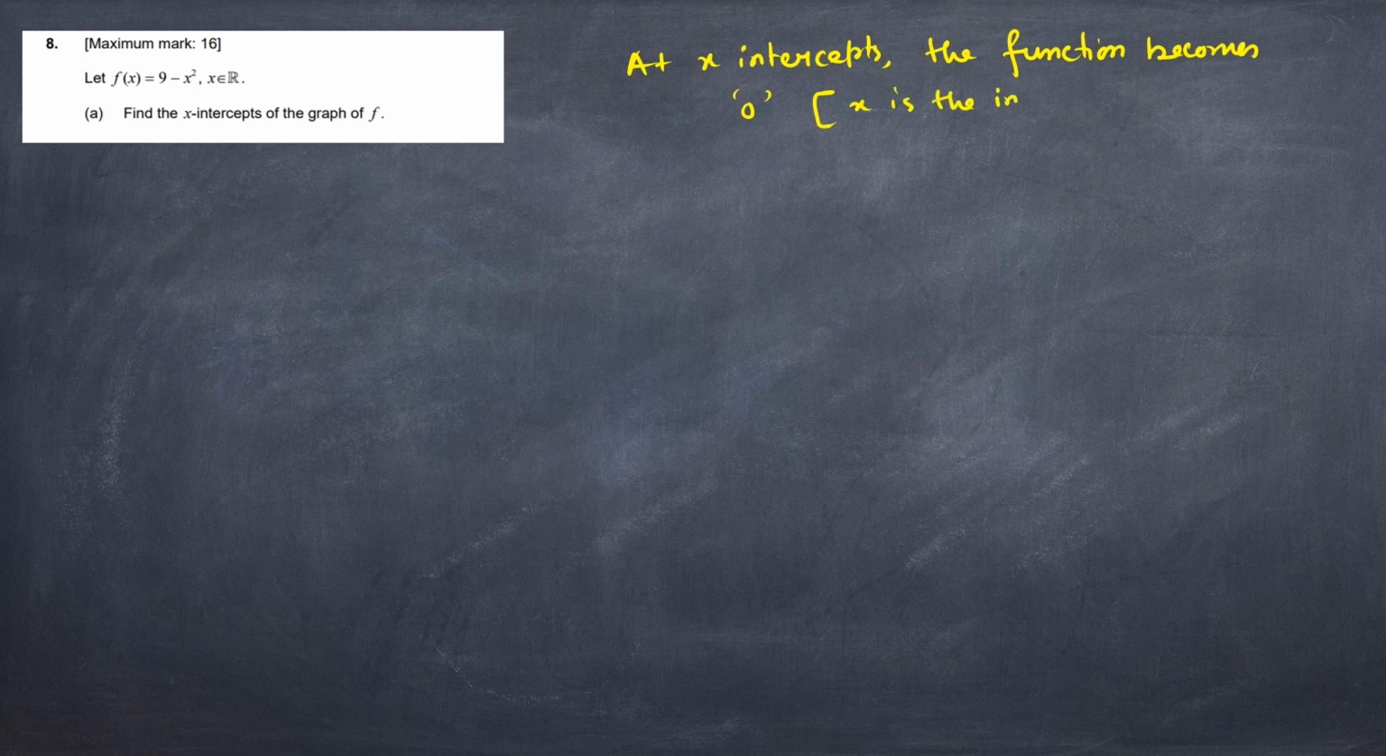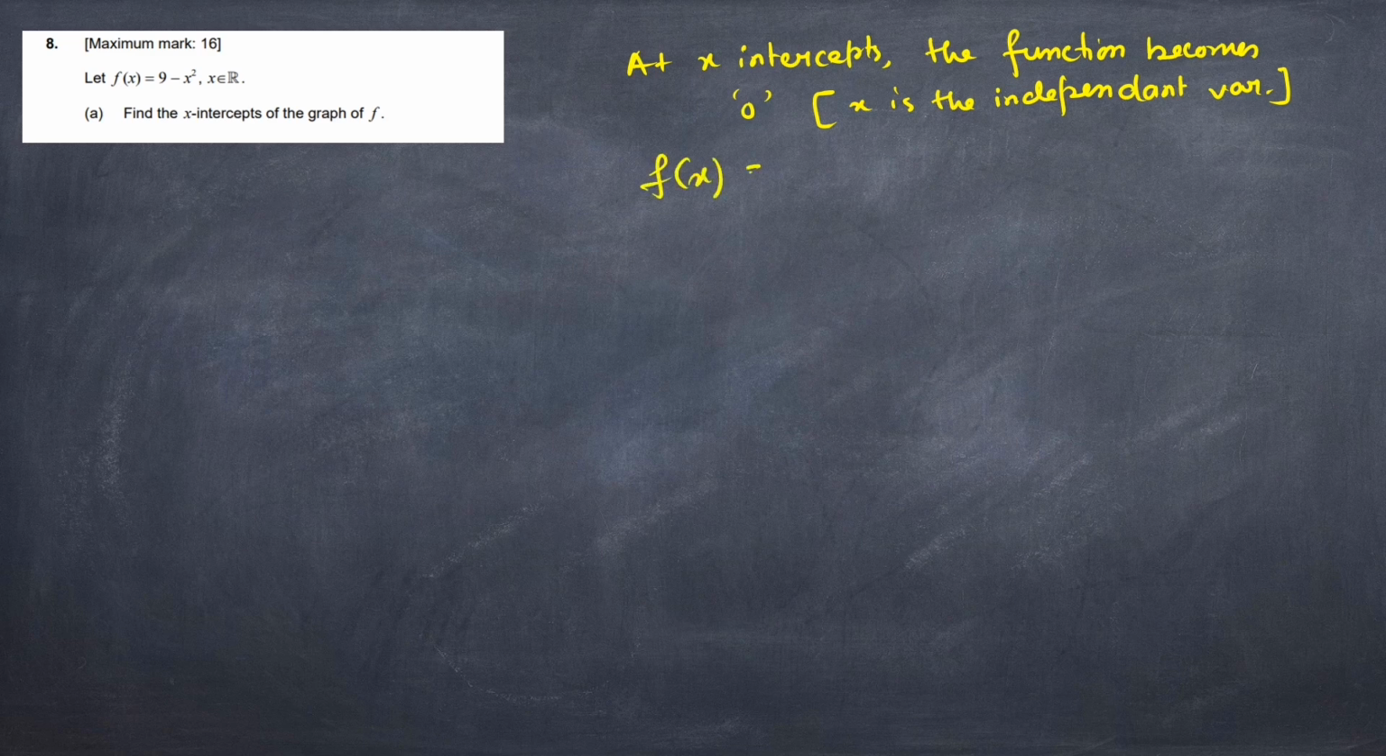Just a simple theory: at x-intercepts, the function becomes 0, provided x is the independent variable. So here x is the independent variable because the function is f of x. So x is the independent variable, so obviously we can do that.